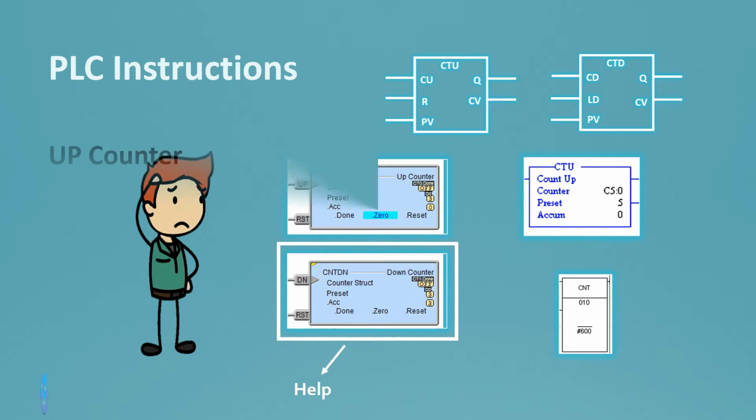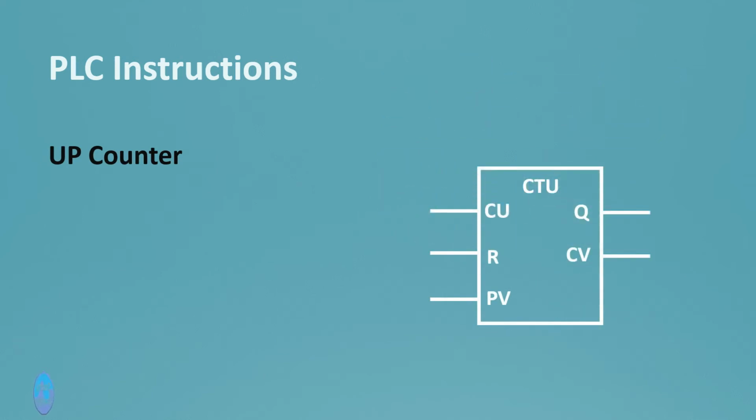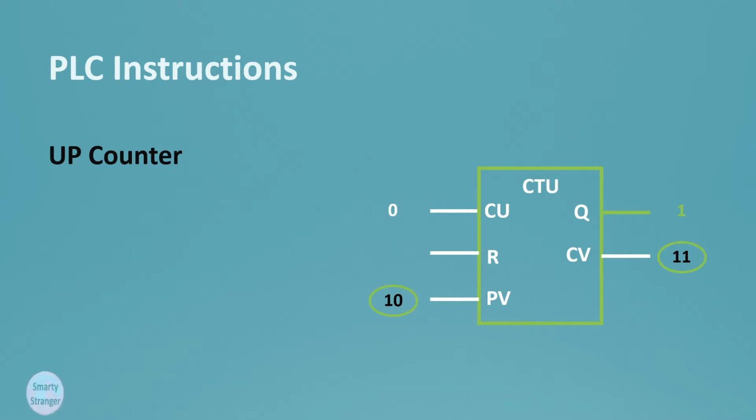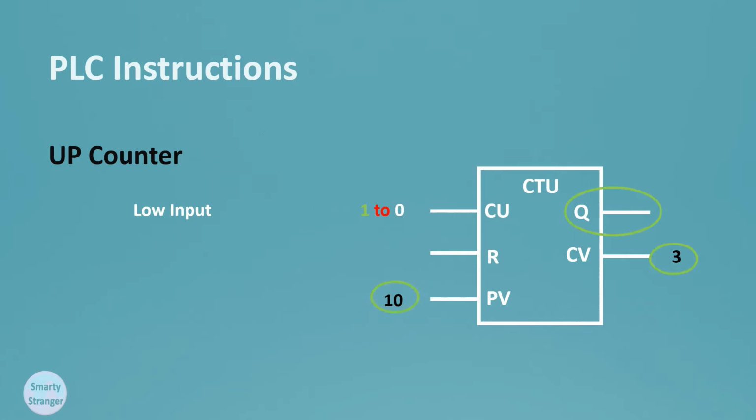Let's start with the up counter. Up counter counts from 0 onward. When the signal state at the CU input changes from 0 to 1, the current counter value at the CV output is incremented by 1. The counter value is incremented each time a positive signal edge is detected on the CU input. If the current counter value is greater than or equal to the value of the PV parameter, the Q output is set to signal state 1. In all other cases, the Q output has signal state 0.